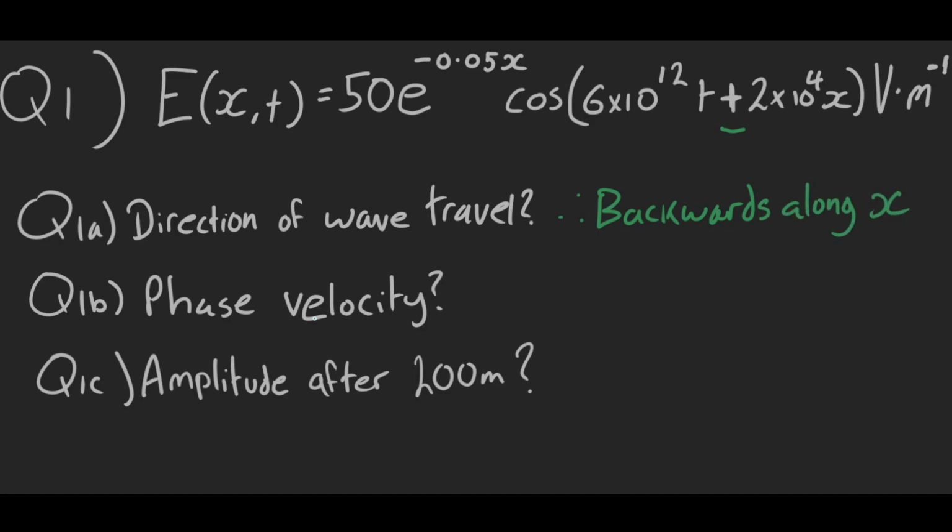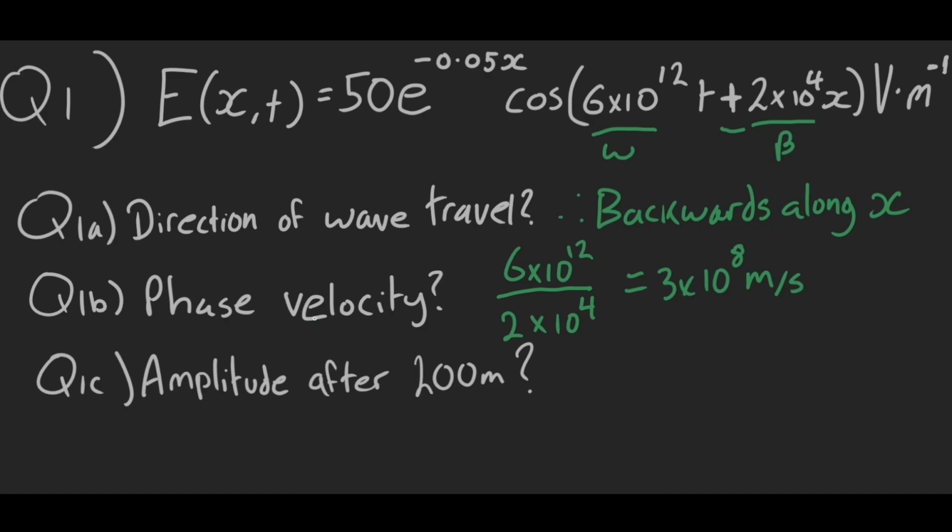Okay, and question 1b, what's the phase velocity? This is omega divided by beta. Here we have omega, and this is beta here. So it's just a case of 6 times 10 to the 12 divided by 2 times 10 to the 4. This is equal to 3 times 10 to the 8 meters per second, which is also the speed of light.